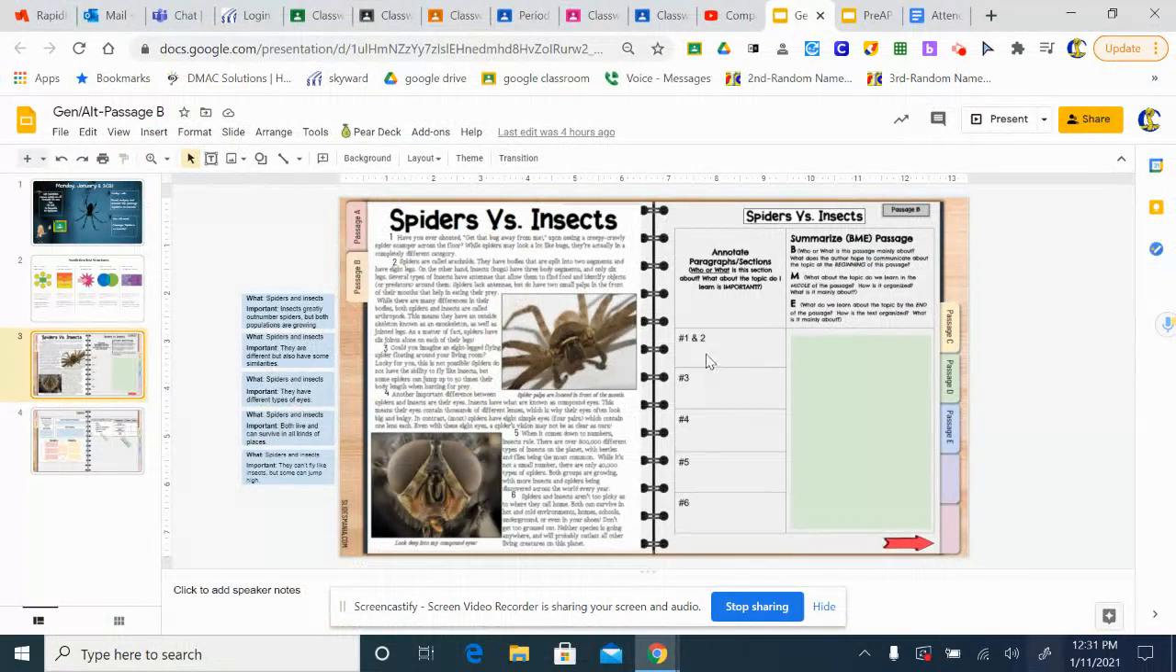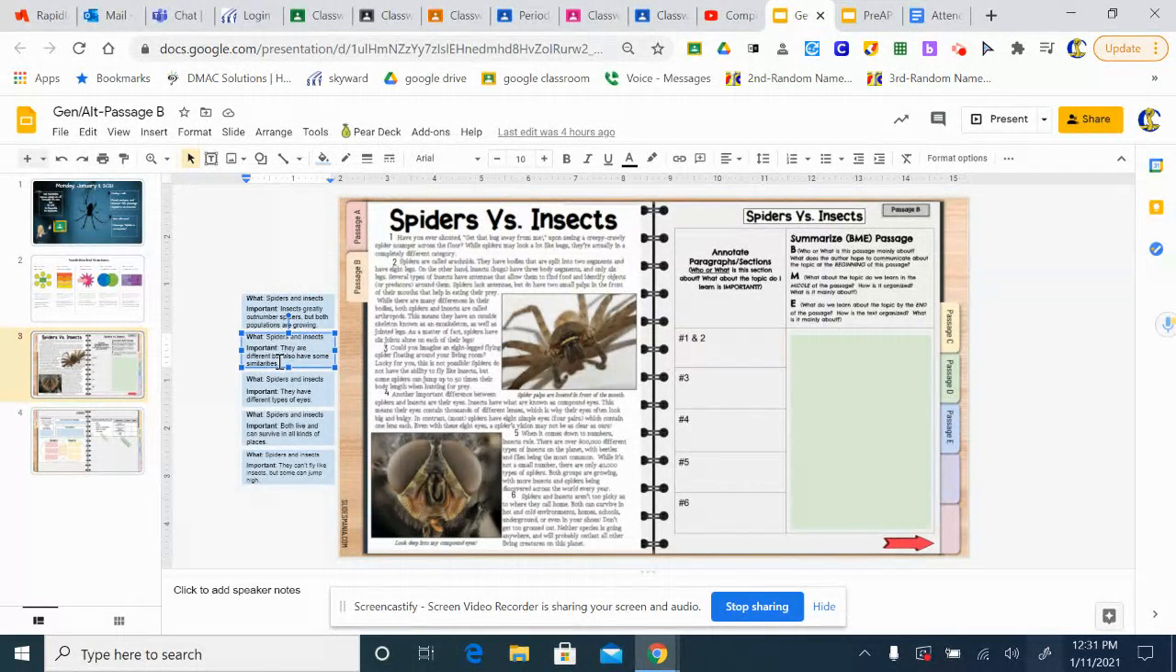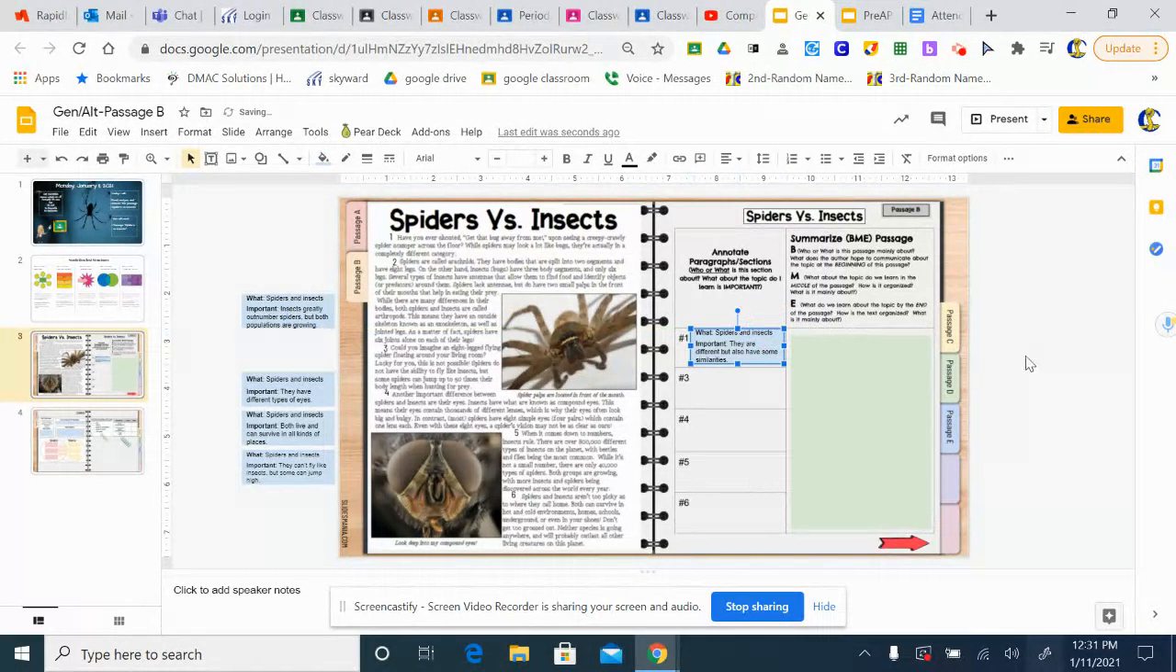So now let's look at the left. We already know who it's about. It's about spiders versus insects. But what about paragraphs 1 and 2? What is it talking about? Okay, look at these answer choices closely. Which one would be what it's talking about? It's going to be this one right here. They are different but also have similarities. So you will then take this box and drag it to the number 1 and 2 box for your notes for what paragraphs 1 and 2 are about. Let's read paragraph 3.